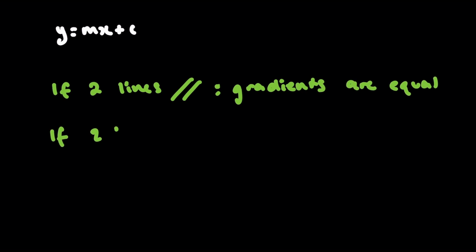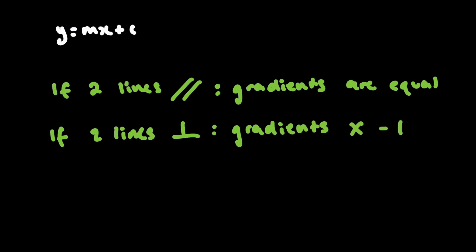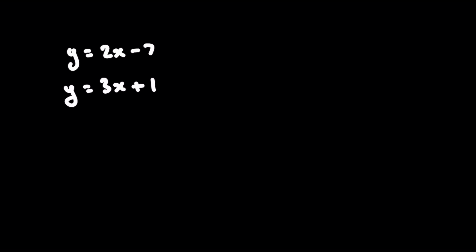And if two lines are perpendicular, i.e. they intersect at 90-degree angles, then their gradients will multiply to -1. So let's have a look at a few examples. Let's say I have the example y equals 2x take 7 and y equals 3x plus 1. Are these two lines parallel, perpendicular, or neither? Pause the video and have a go.